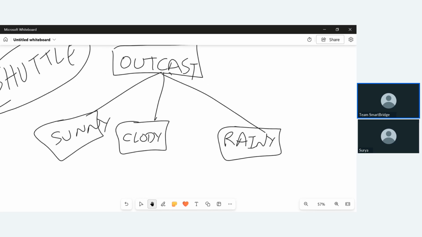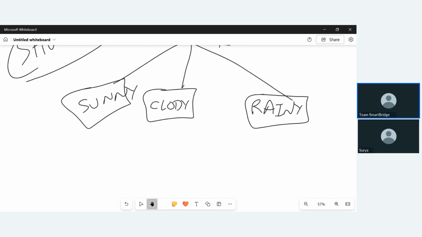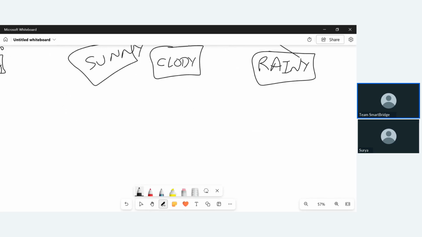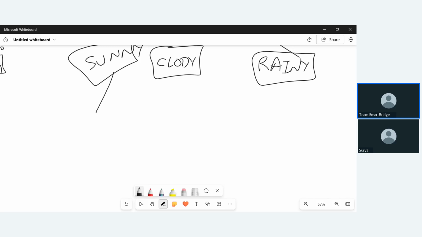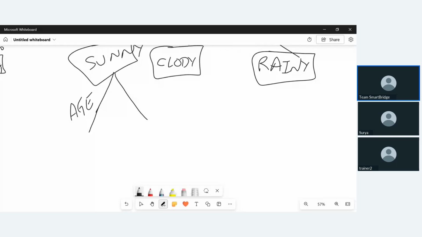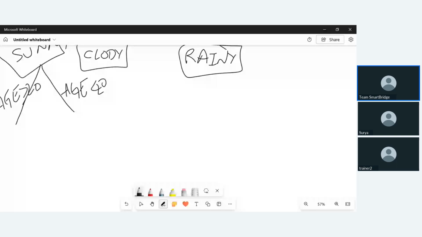Considering this, if it is sunny, what will I be doing? If it is sunny and if my age is greater than 20, or age is less than 20. Do this thing also. Age is greater than 20. Age is less than 20.